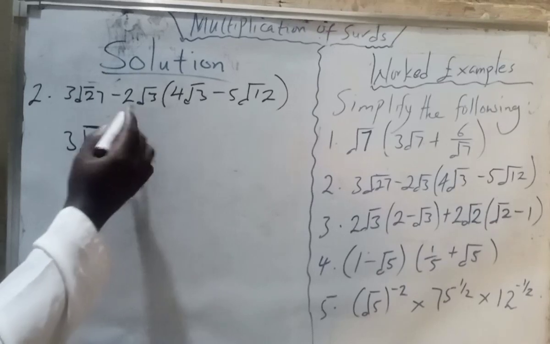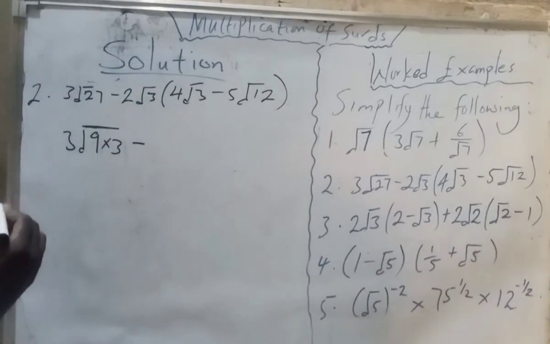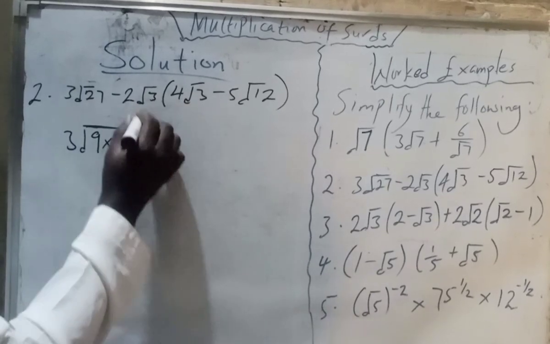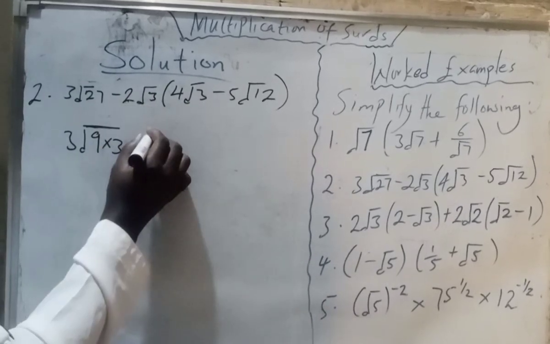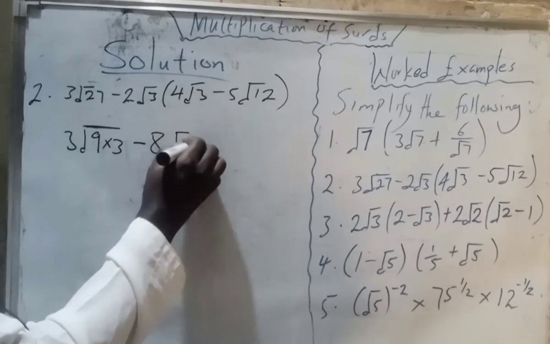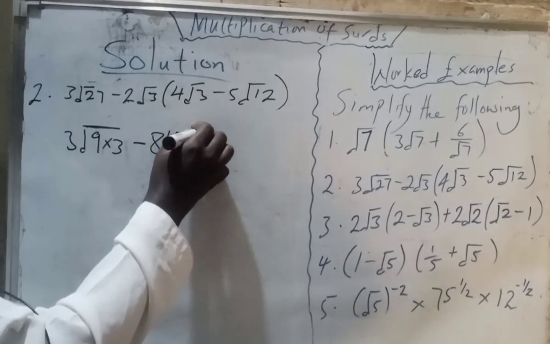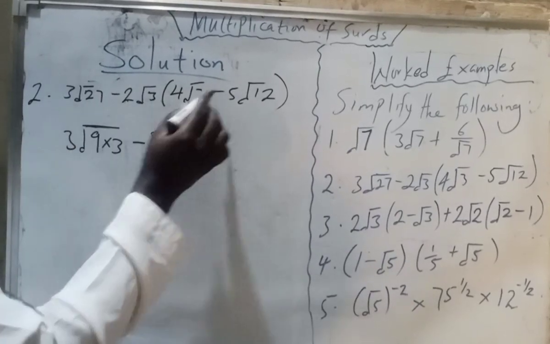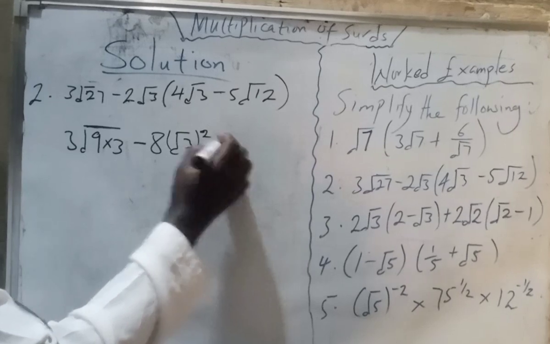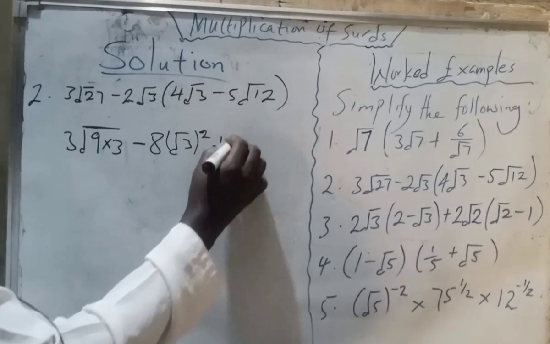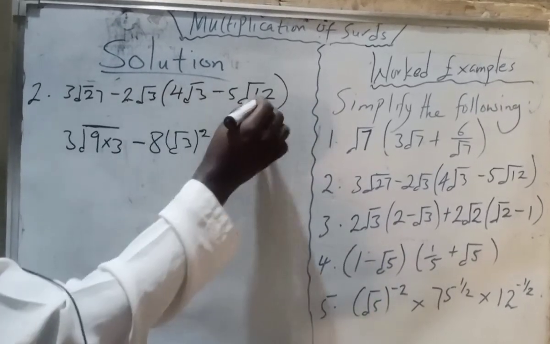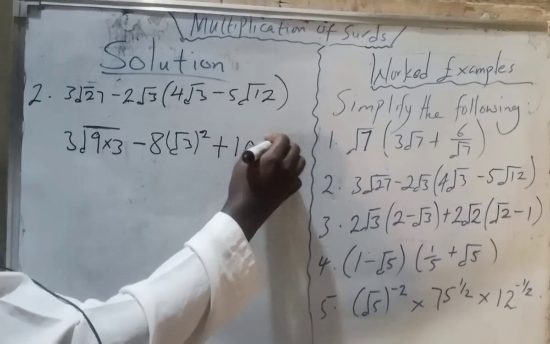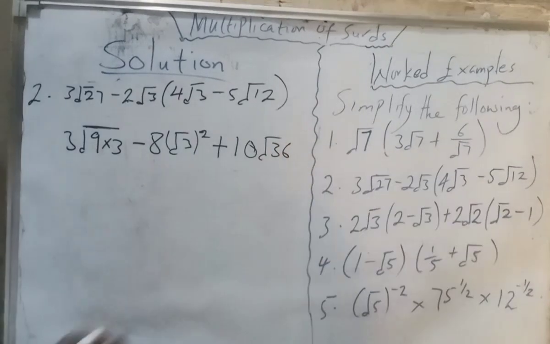When you multiply 2 root 3 by 4 root 3, 2 will multiply 4 and root 3 will multiply root 3. So when you do that, you're going to get 8 root 3 squared. Root 3 times root 3 will give us root 3 squared. Then this negative times this negative will give us positive. Then 2 will multiply 5, giving us 10. And root 3 will multiply root 12. And root 3 times root 12 will give us root 36.